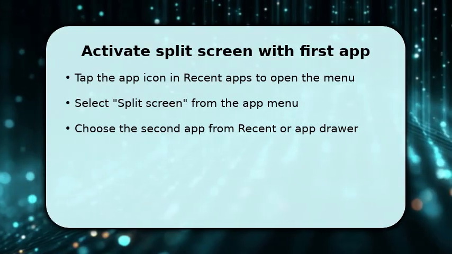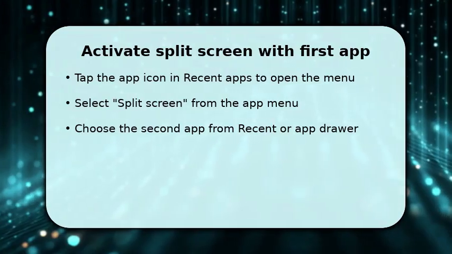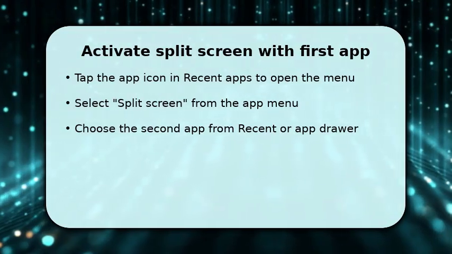If it's not in Recent, open the app drawer and launch it from there. The split stays active. This ordering ensures proper window sizes and avoids app relaunches.